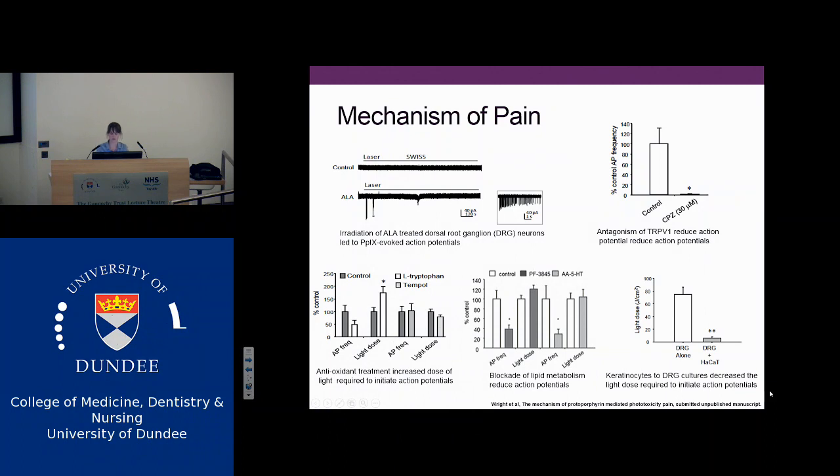And lastly, I'll introduce the role of keratinocytes. The addition of keratinocytes to dorsal root ganglions decreased the light dose required to initiate action potentials. This suggests that the HaCaT cells have a role to play in the initiation of the phototoxicity reaction.